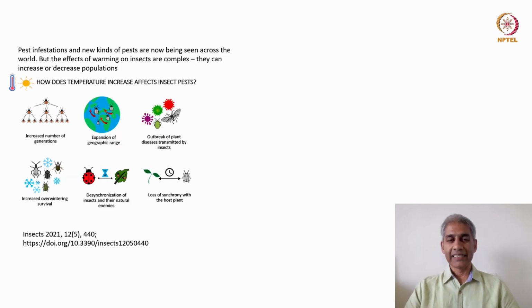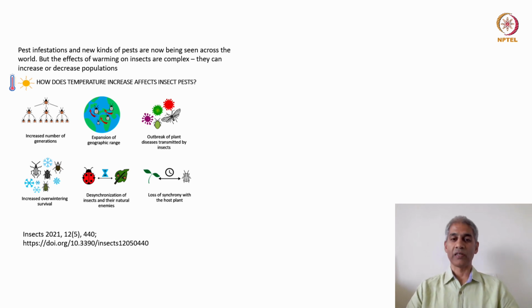Looking at insects in particular, the infographic here is shown for insect pests, but we can generalize for all insects. So increase in temperatures can have varied effects on insects. For instance, you can have an increased number of generations just because the growing season is now longer. You can have an expansion in geographic range. You can have a desynchronization between insects and their predators or natural enemies because their cycles are now different.